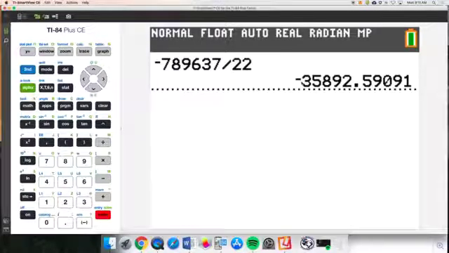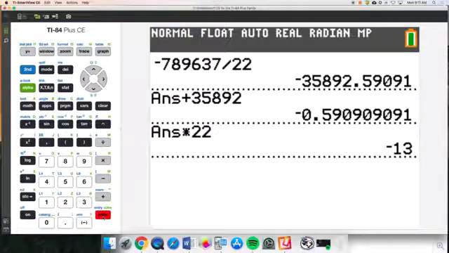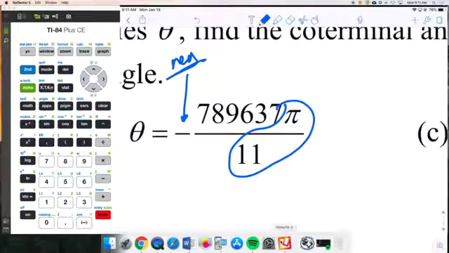Now, because it's negative, what do we do? We add back to get rid of the whole number, which whatever it is, 35892, it should be right there in front of you. And now you can see more decimals appearing, which is what we want. We then always multiply by the exact same number we divided by, which in this case was 22. There's your new coefficient. Notice it's still negative. So let's interpret that. We can say that this new angle is coterminal with negative 13 pi 11ths, which is fine.